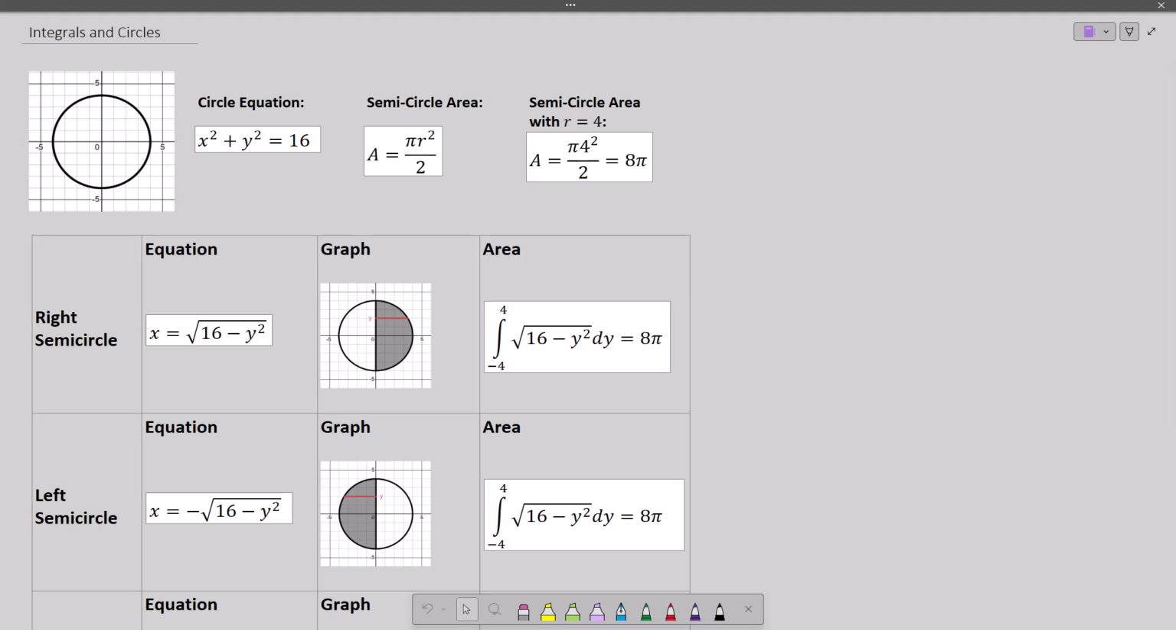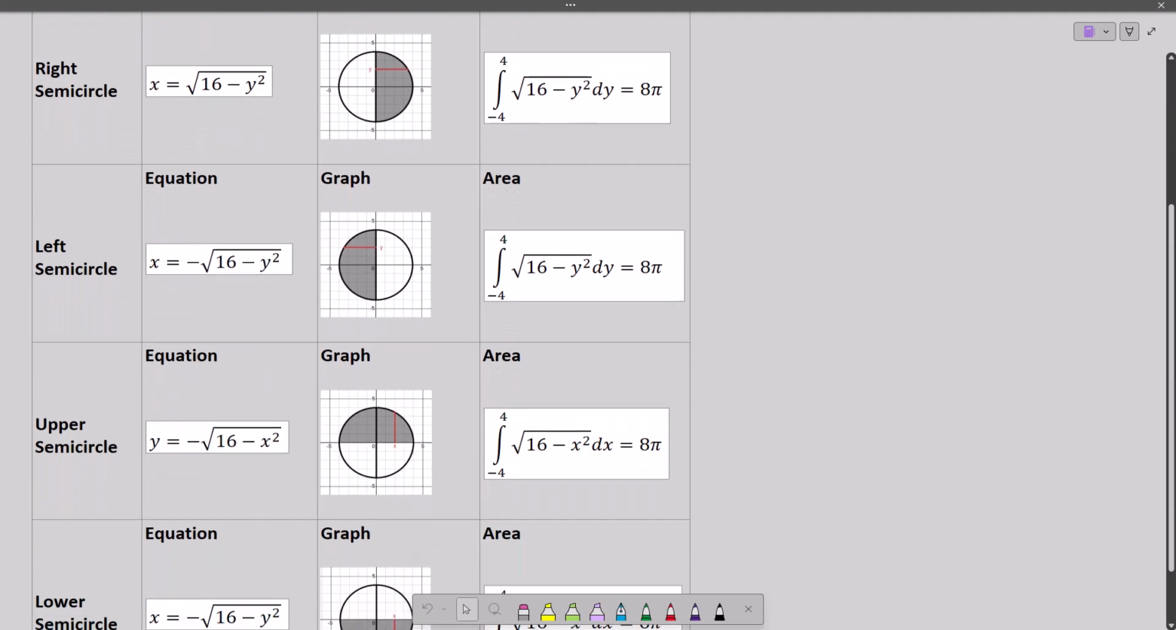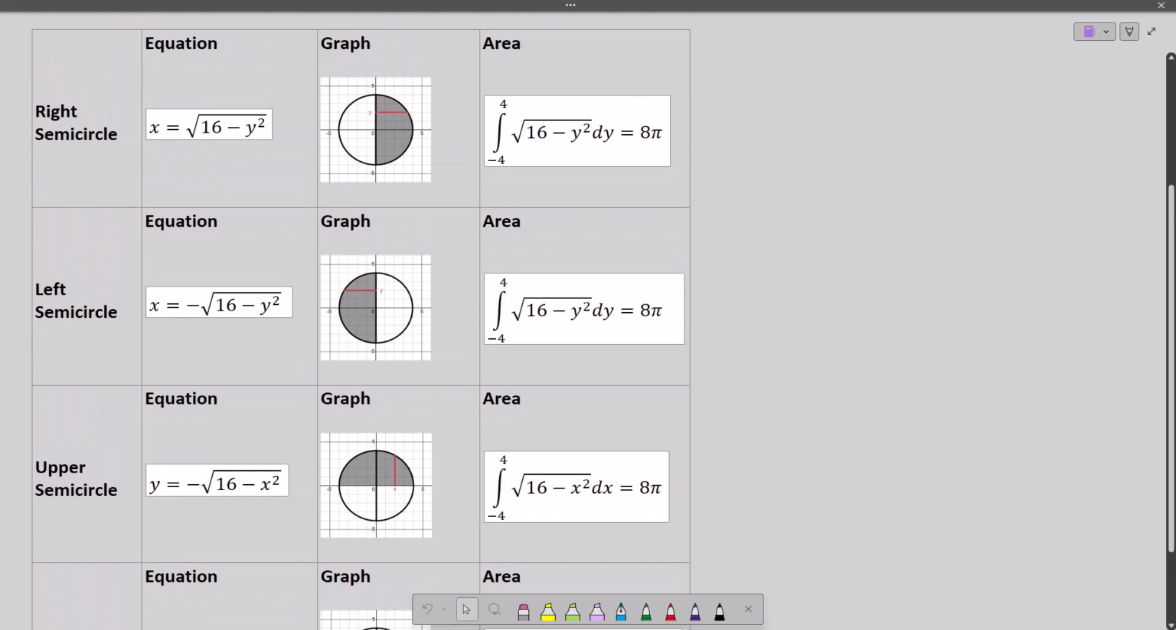And sometimes evaluating the integral is easier to do geometrically. If you know that the integral is representing the area of a semicircle, just do pi r squared divided by 2, right? So look at this right here. This right-hand curve is x equals that. The integral from -4 up to +4 on the y's is going to give us the area on the right there. I've got them all broken down, four different ones: a right, a left, a top, a bottom.